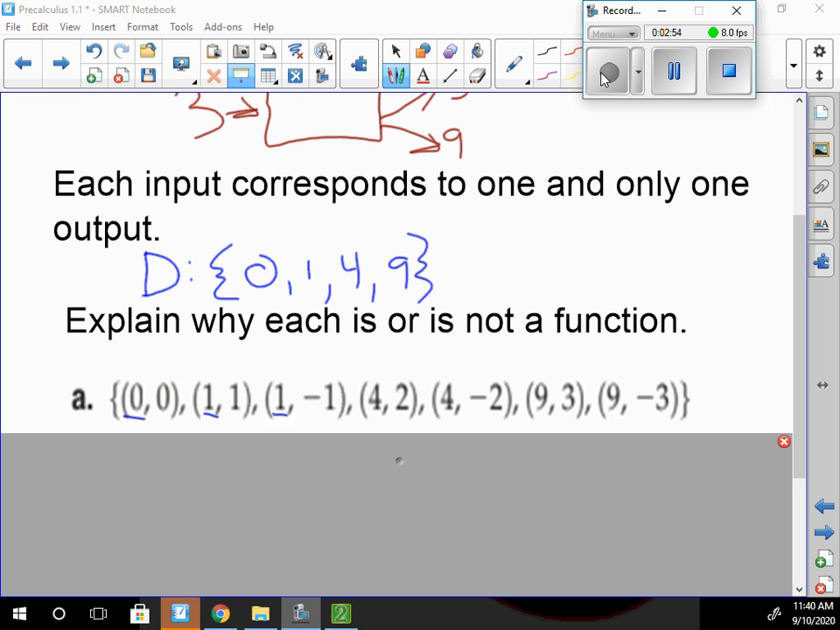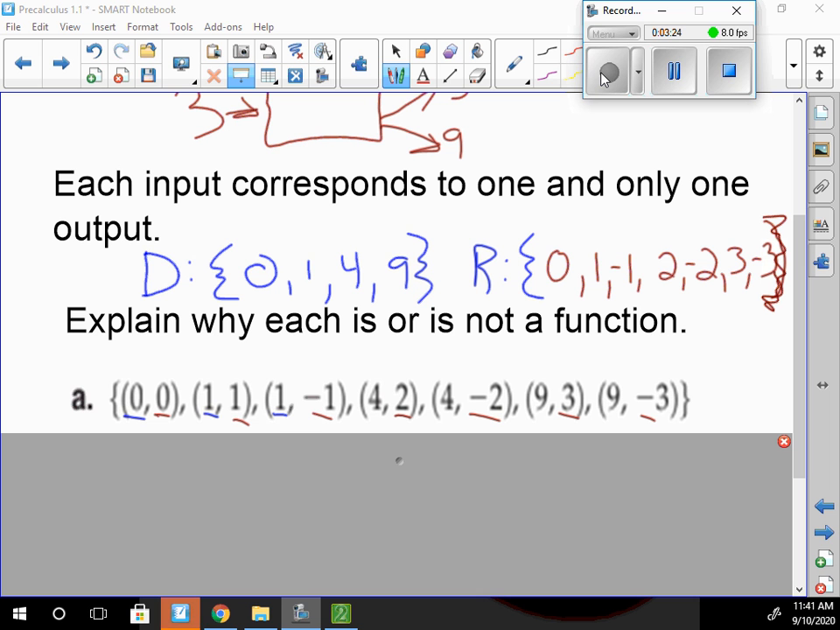Now let's check my range out. Range, 0, 1, negative 1, 2, negative 2, 3, and negative 3. Again, this is a squiggly bracket.